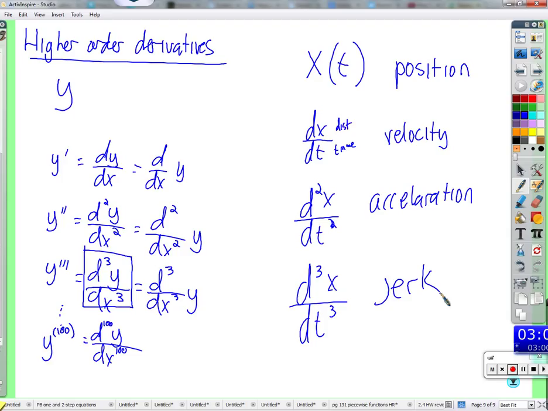A steady acceleration will just give me a steady feeling of being pressed into my seat, a steady force. If I change that and increase that, I feel a jerk, right? I'm imagining that's why this is called jerk. Somebody had to make up a name for it. So, what's the next one? I don't know.